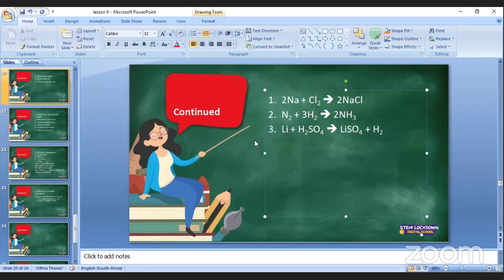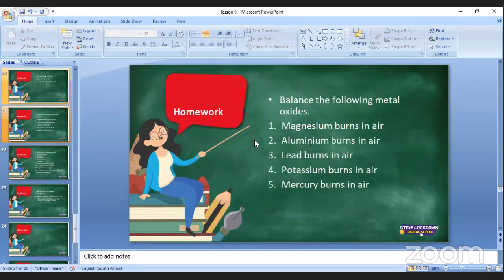Yes, sir. Please write down the homework, Grade 9. We have 5 minutes. The homework: balance the following metal oxides. Magnesium burns in air, aluminum burns in air, lead burns in air, potassium burns in air, mercury burns in air. So remember, air is oxygen. So you will say aluminum reacts with oxygen, and so on and so forth. These slides will be posted just now at www.africateamgeeks.co.za.